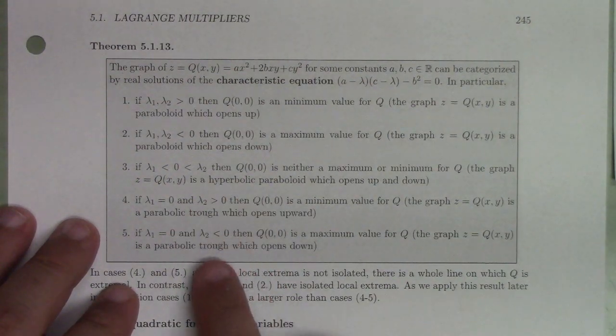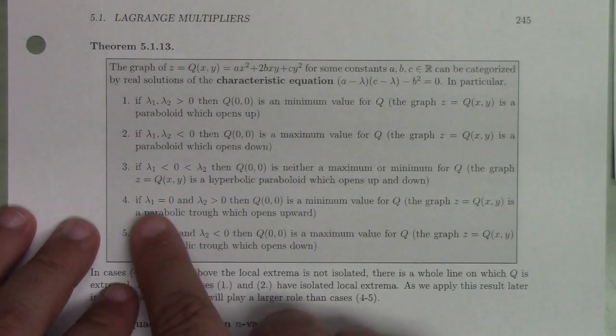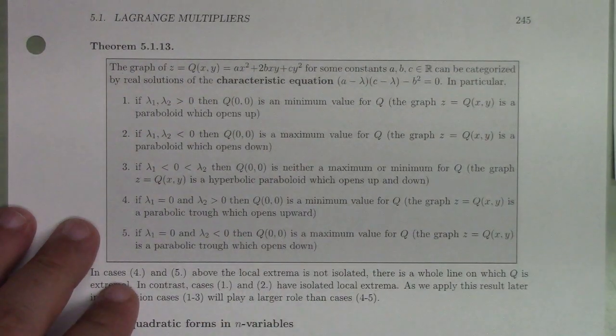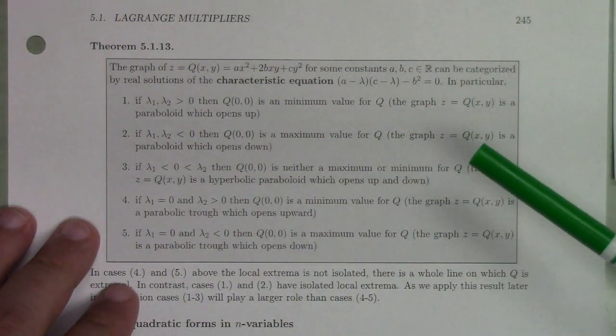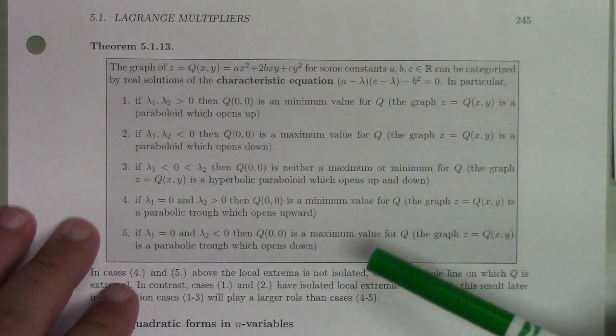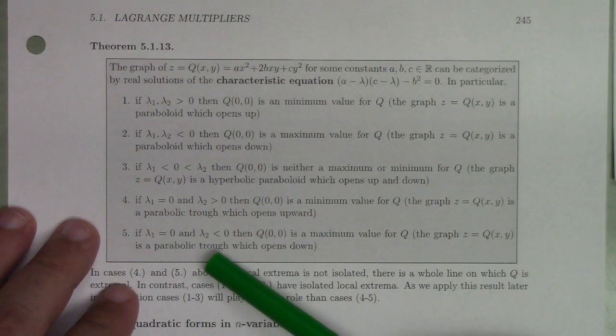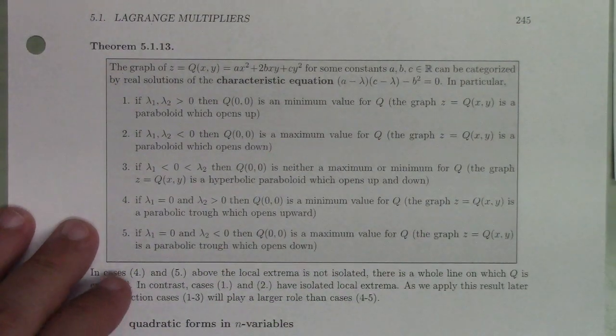And then if lambda 1 is 0 and lambda 2 is positive, it's like a parabolic trough, which opens upward, and if one is 0 and the other is negative, then it's a parabolic trough which opens down.